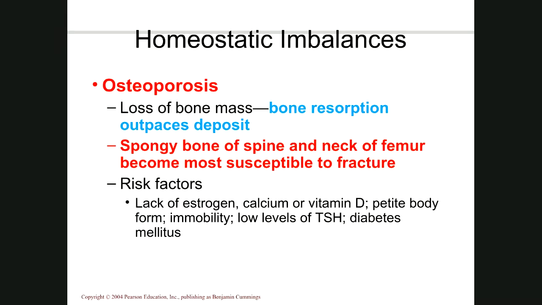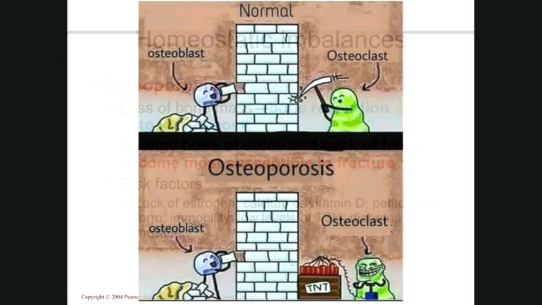Here's another disease. It's called osteoporosis. With osteoporosis, it's a different disease because what's happening here is you're reabsorbing calcium faster than you're depositing it. It mostly happens in spongy bone. And so the spongy bone is going to get very, very thin, very, very brittle.